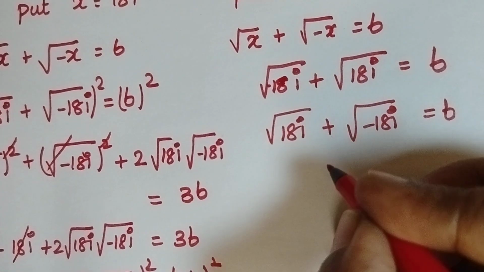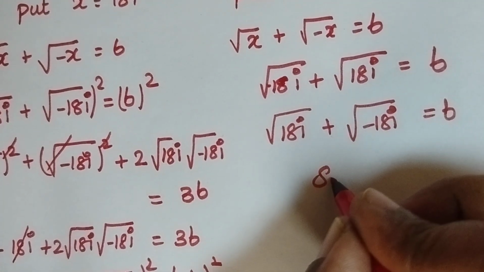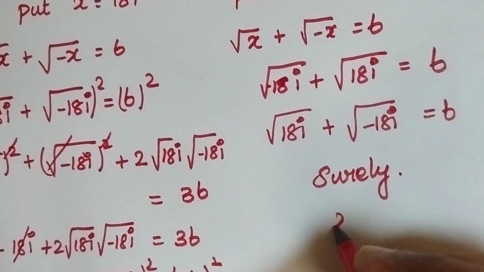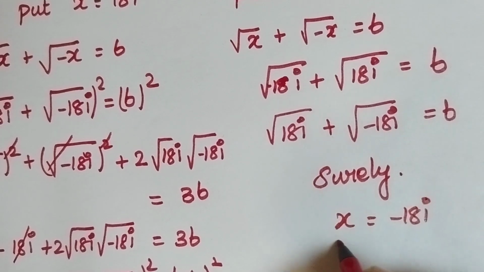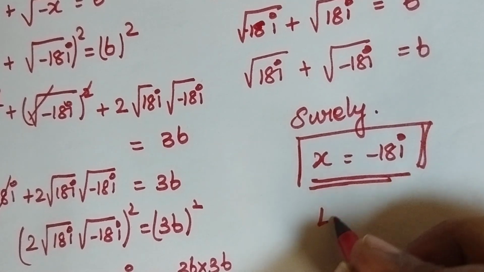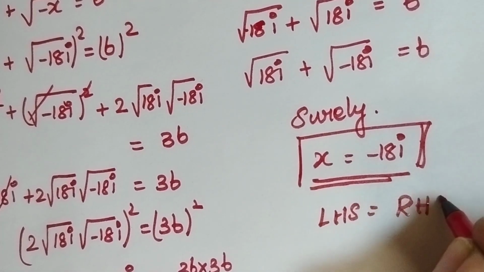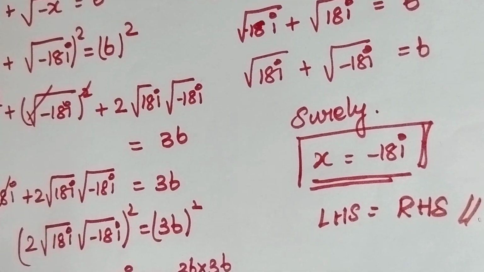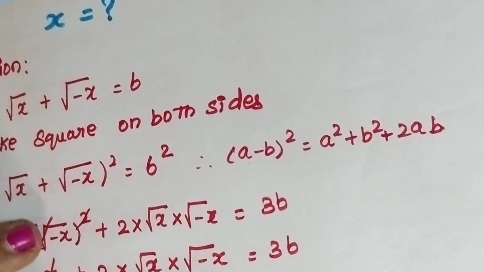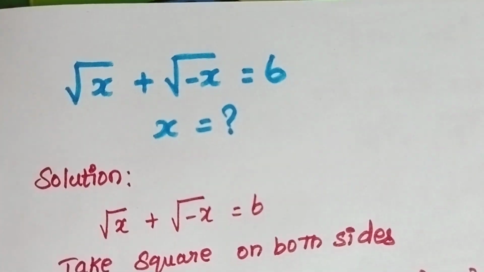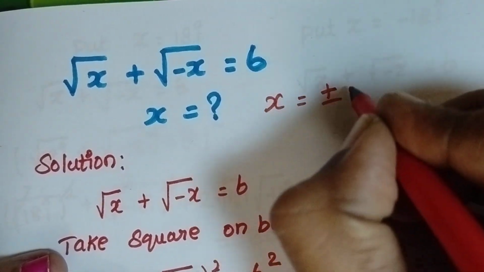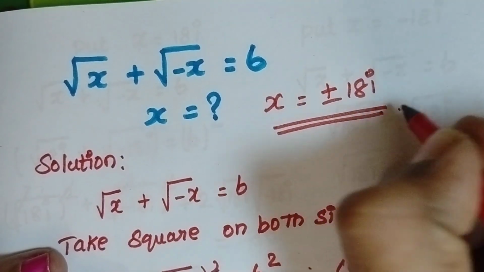So this also surely satisfies both the values. Therefore here x is equal to minus 18i is also verified. So it also gives LHS is equal to RHS based on the previous verification problem. Therefore, we get the value for this: root x plus root minus x equal to 6. Therefore, x is equal to plus or minus 18i is the correct answer for this question.